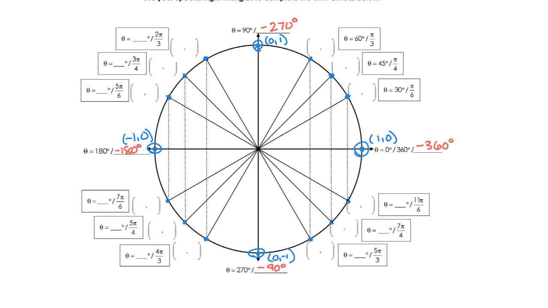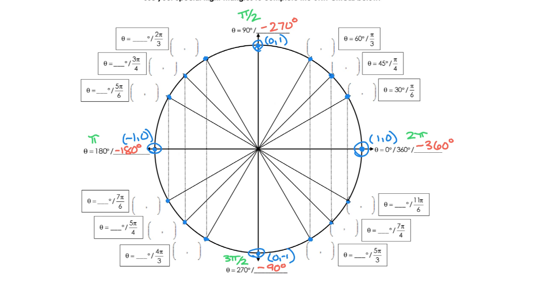We also know that in radians, 180 degrees is also known as pi radians, that 90 would be pi over 2 radians, that 270 is 3 pi over 2 radians, and that 360 is 2 pi radians.